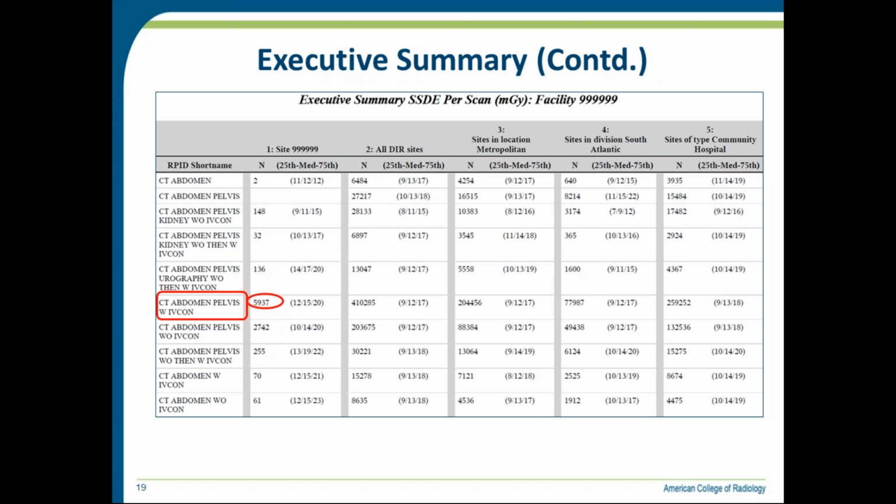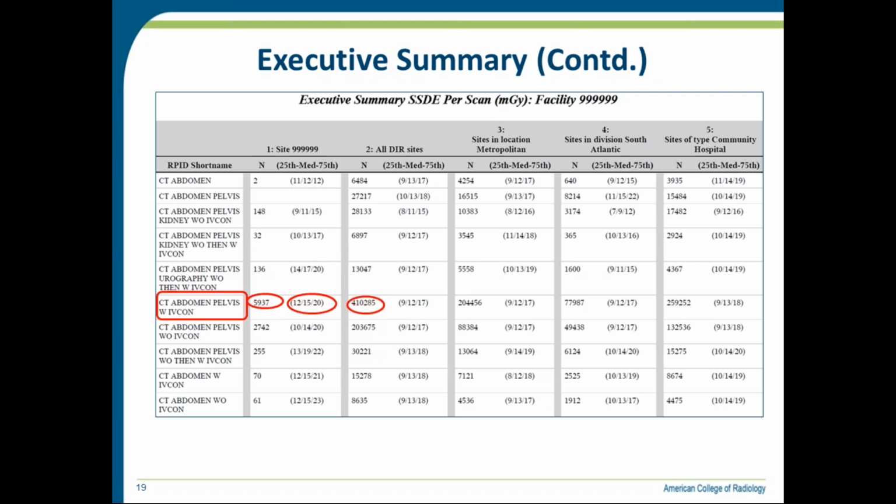You can see for this site, the facility did almost 6,000 exams, and the 25th, median, and 75th percentile numbers were 12, 15, and 20, which means that 50% of those 6,000 exams, nearly 3,000 exams, had a value of 15 milligray or less. 25% of those 6,000 exams had a value of 12 milligray or less, and 75% of the exams had a value of 20 milligray or less.